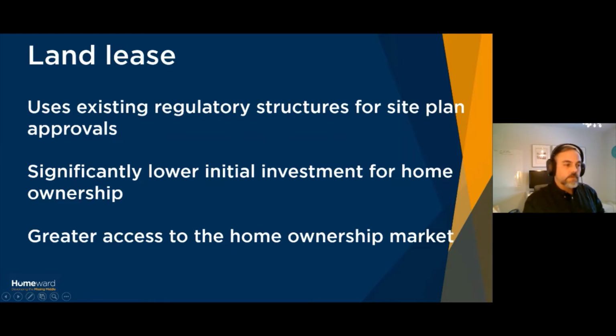Therefore, significantly lower initial investment for the home because you're not paying for the land, and that then creates greater access to that home ownership market. Again, filling that missing middle component in terms of tenure, because it's not full freehold ownership. You're not buying the land. It allows people to enter the homeowner market at a different level, and therefore not having to come up with the same amount of down payment and overall costs for that home.